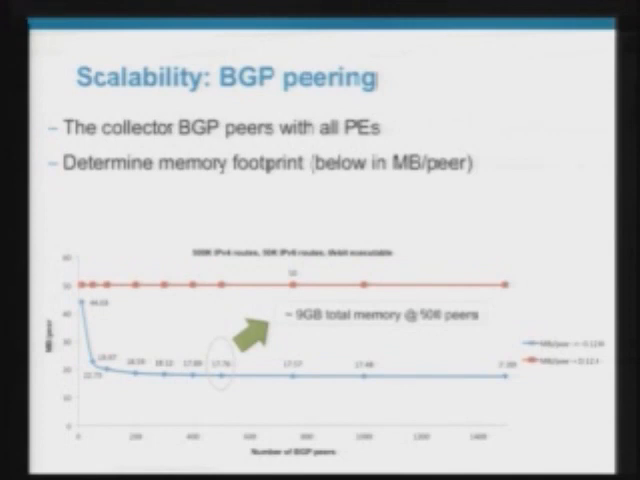And so what you can see, the result of that, is that for 500 peer routers, you have a consumption of roughly 9 gig of memory. How this is calculated, you can see at the top of this illustration: with 500,000 IPv4 routes, 50K IPv6 routes, and a 64-bit executable.